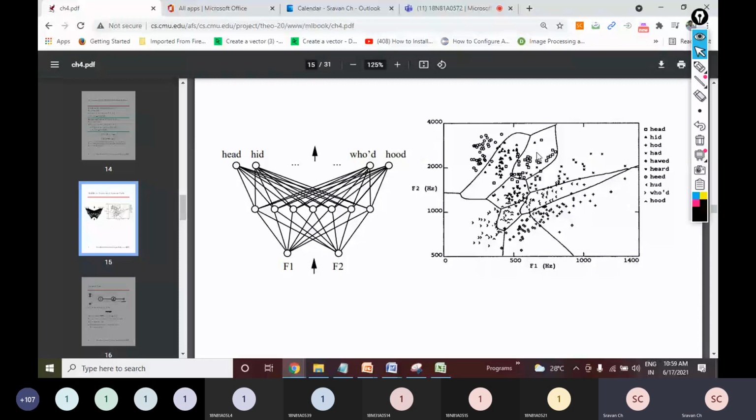But in real time applications, in most of the real time cases, there is no guarantee that every time you deal with only two possible outputs, right? Especially in regression models it is possible. So apart from regression, in many real time applications, you may come across multiple outputs. For example, if you see this diagram, the possible outputs are, see here, head, HID, HOD, HAD, HAWED, heard, heed, hood, right? Different words. Actually this is a speech recognition application, right?